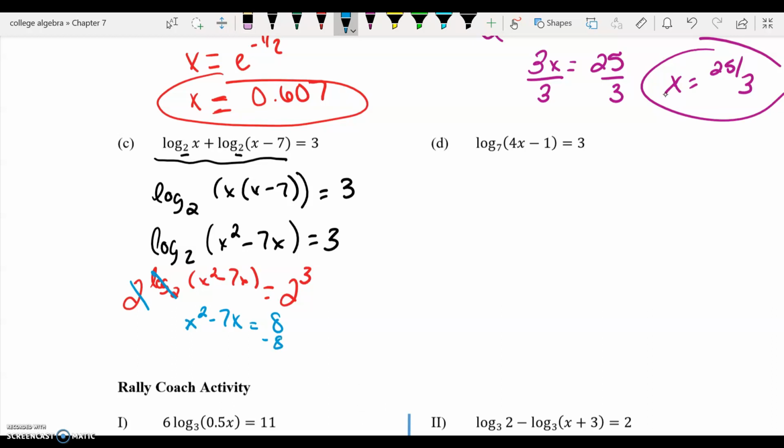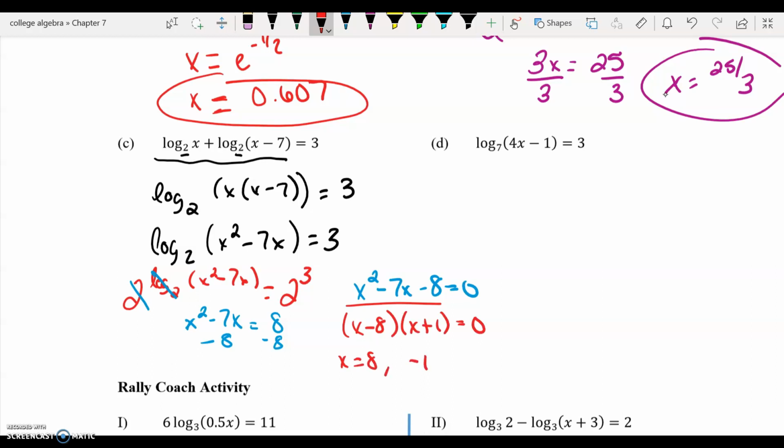So then I would subtract my 8 over. You get x squared minus 7x minus 8 equals 0. You can factor this to solve it. I get x minus 8, x plus 1 equals 0. So my two answers are x equals 8 and negative 1. And yes, you can have more than one answer.